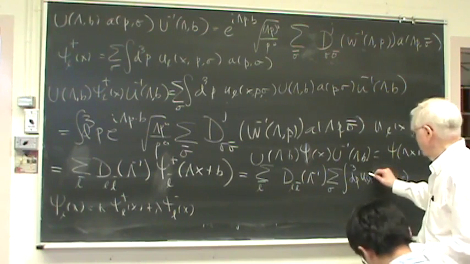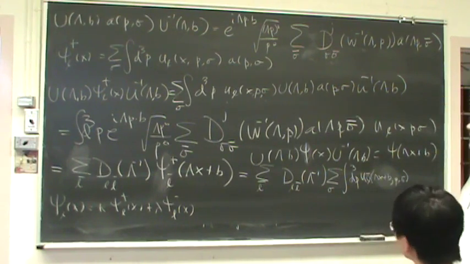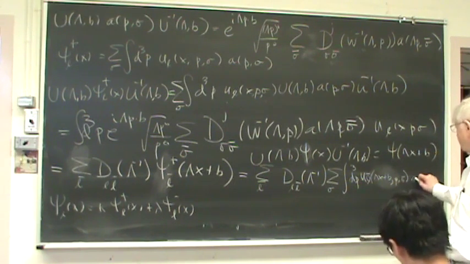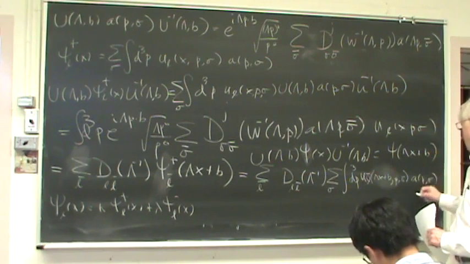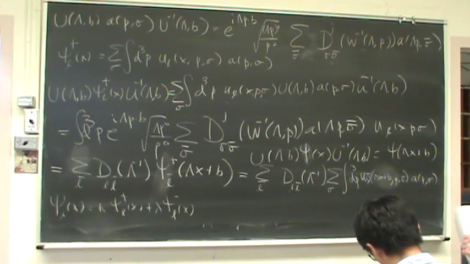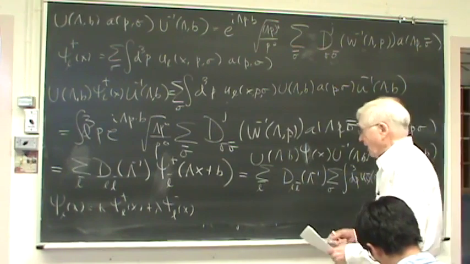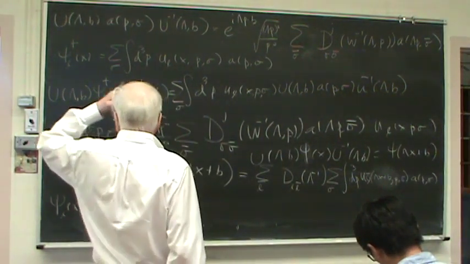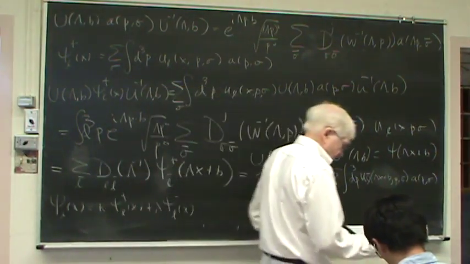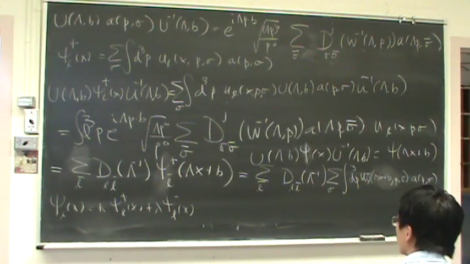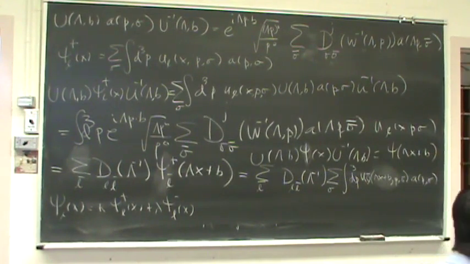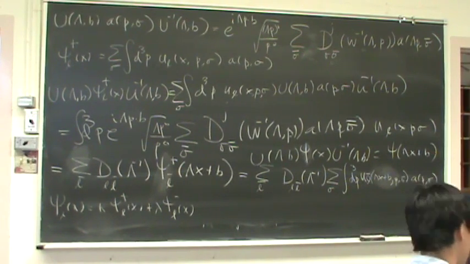Yeah, I think you're right. And a of p and sigma. Right, okay, it's this. And now this structure here will be the same as this structure as long as we have the following: sum on l prime, D of l and l prime of lambda inverse. Oh, that's not a capital U, this is a lowercase.